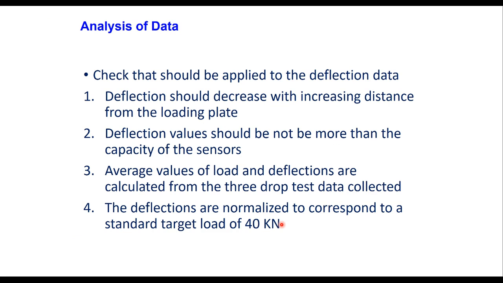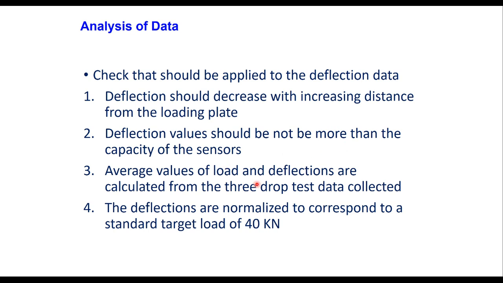Now, the field data which you obtain from FWD consists of peak load, peak deflection, and deflection at different radial locations. Any unrealistic data must be identified and removed. These data should be checked so that deflection decreases with increasing distance from the loading plate. Deflection value should not be more than the capacity of the sensor.